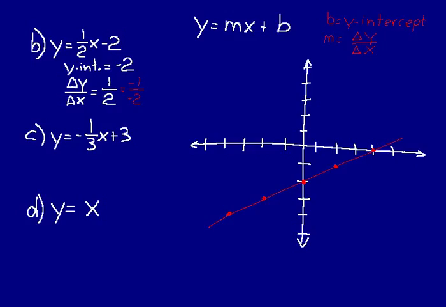Let's go on to practice problem C. Y equals -1/3 x plus 3. So we have a y-intercept of +3, and then the slope, delta y over delta x, is equal to -1/3. So I'm just going to put the negative sign in the numerator. -1/3. We could put it in the denominator. It doesn't matter. We could have 1 over -3 or -1/3. It doesn't matter which way we do it. So that's our slope. And so let's go ahead and graph this.